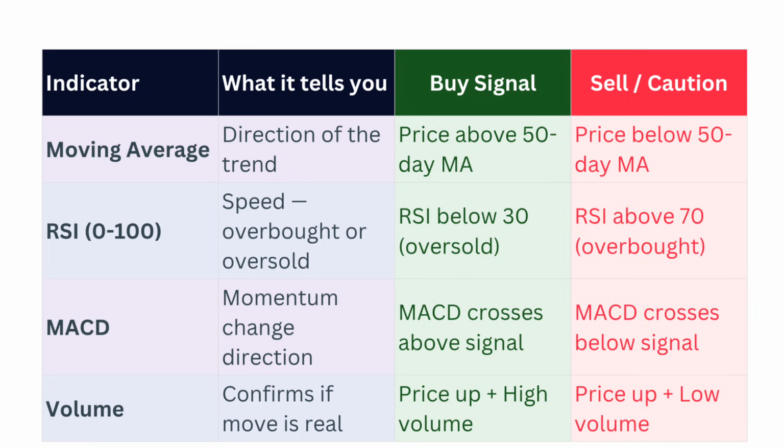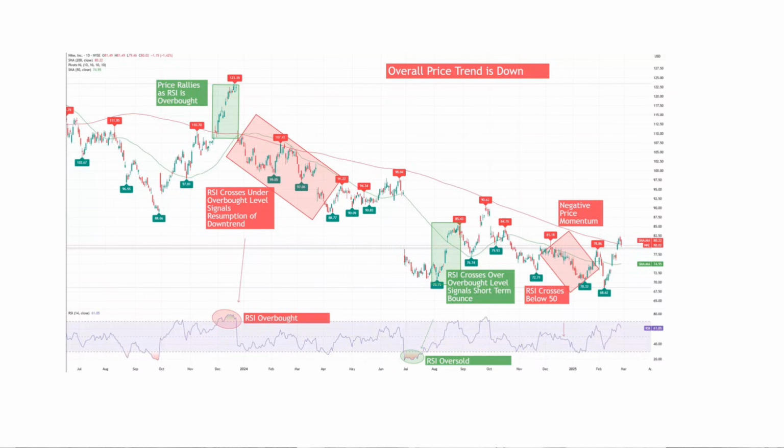First one, moving average, the trend finder. Simple meaning, the average closing price of a stock over a set number of days. It smooths out daily noise and shows the direction of the trend. Real example, if a stock's 50-day moving average is pointing up, the trend is bullish. If it is pointing down, bearish. Nifty 50 above the 200-day moving average, bull market confirmed.